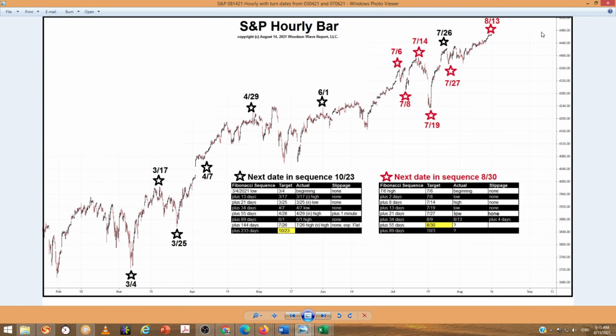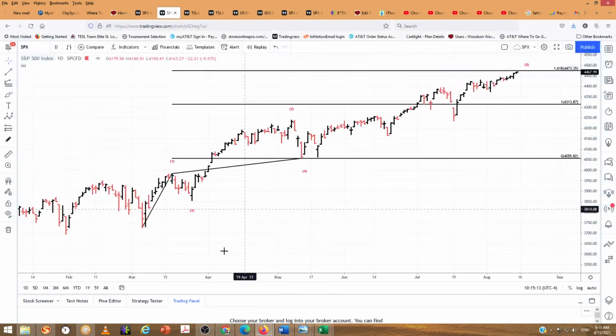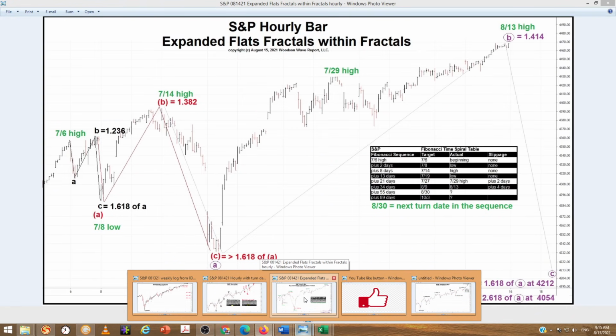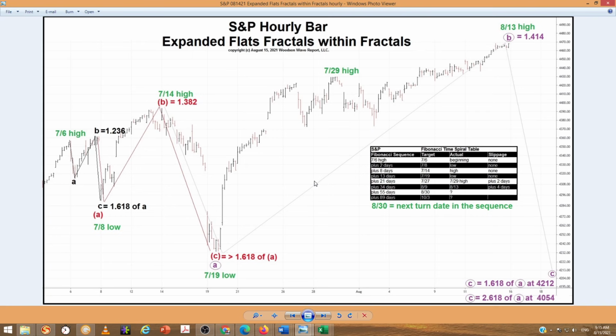But let me get into the expanded triangle pattern, and let's see, is that it here? Nope, this is it here. Okay, and again, I never make expanded flats, as I said expanded triangle earlier, correction, expanded flats as a primary count, because most of the time they don't work out. But you can see from this 7.6 high in green, and then the expanded flat is in black, we have an A, B, C, where B equals a 1.236 multiple of A, and C is a 1.618 multiple of A. That's an expanded flat, no doubt about it.